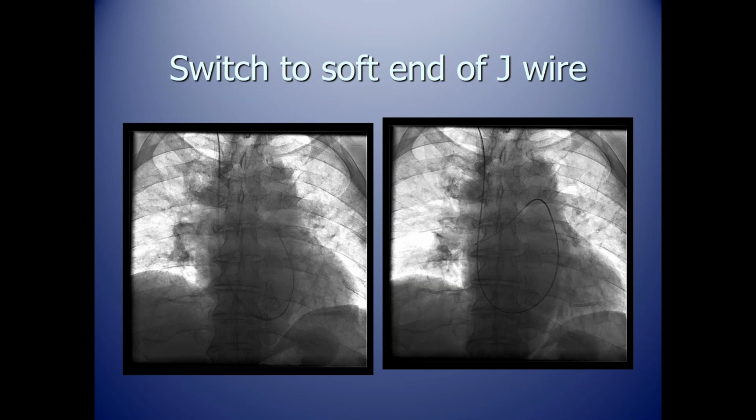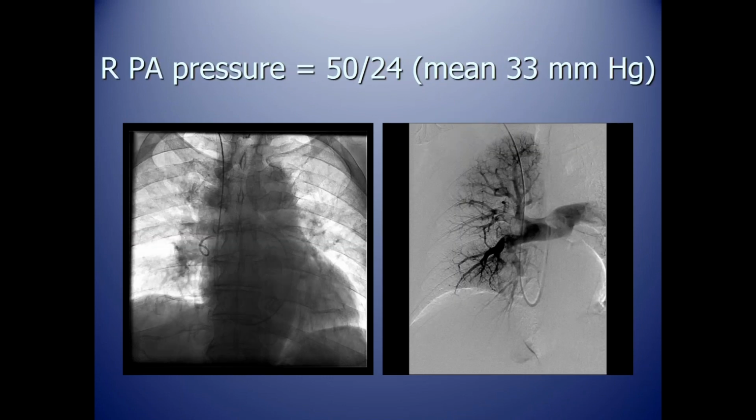Usually it does trend to go into the right, but then I'm going to just go into the left the next time, and that's the floppy end. Advance the pigtail catheter further, go into the right pulmonary artery, and measure pressures. And in this patient, you see the systolic pulmonary pressure was 50 millimeters of mercury.